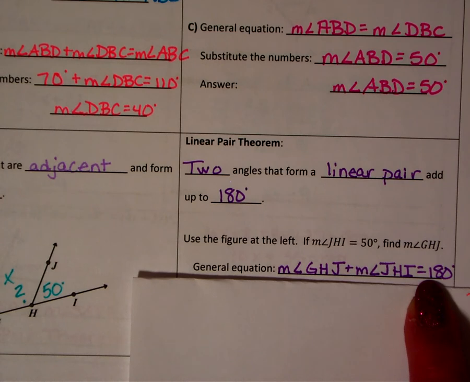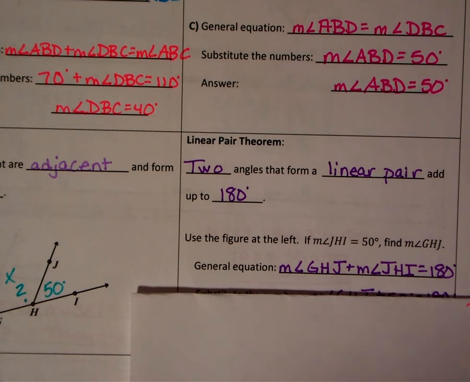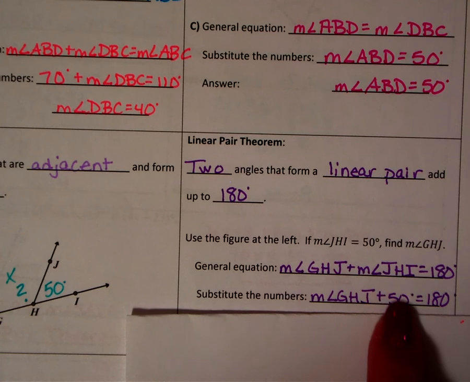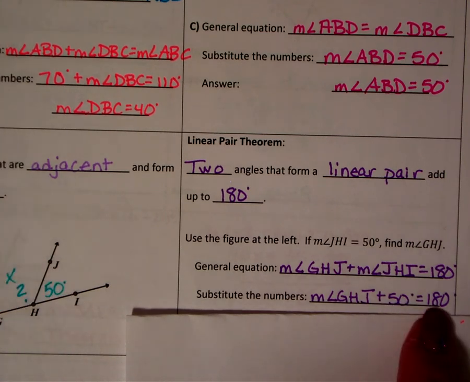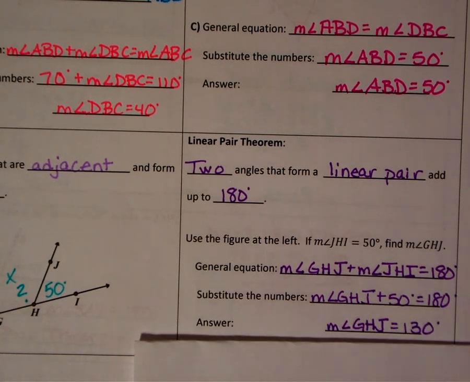Then the two angle measures add up to 180 degrees. Reason: linear pair theorem. Substitute what we know: the 50 degrees is the measure of angle JHI, and 180 degrees is what we know they add up to equal. So when we subtract 50 from both sides, we get 130 degrees for the measure of angle GHJ.